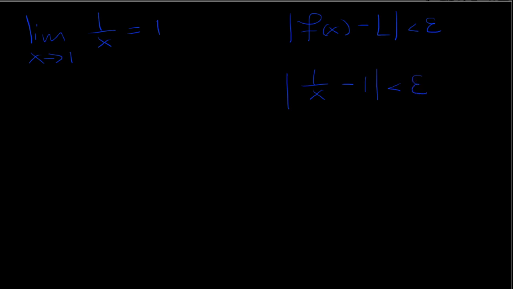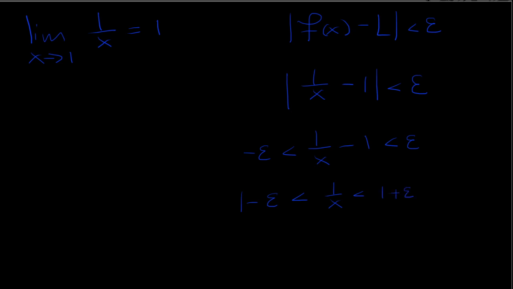I want to prove that the limit as x approaches 1 of 1 over x is equal to 1. So here I'm going to start with the absolute value of f of x minus my limit less than epsilon. My function here is 1 over x. My limit is 1. So that means that 1 over x minus 1 is between negative epsilon and epsilon. I'm going to add 1. So we have 1 minus epsilon less than 1 over x less than 1 plus epsilon.